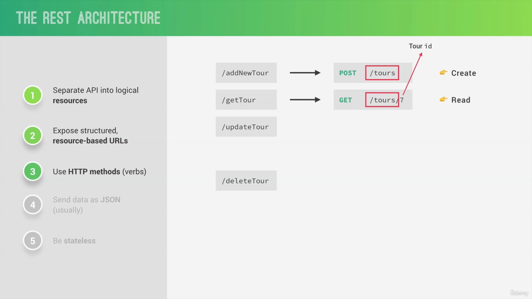So if the /tours endpoint is accessed with get, we send data to the client. But if the same endpoint is accessed with post, we expect data to come in with the request, so that we can then create a new resource on the server side. So that is really the beauty of only using HTTP methods rather than messing with verbs in the endpoint names. Again, that would really become unmanageable very quick.